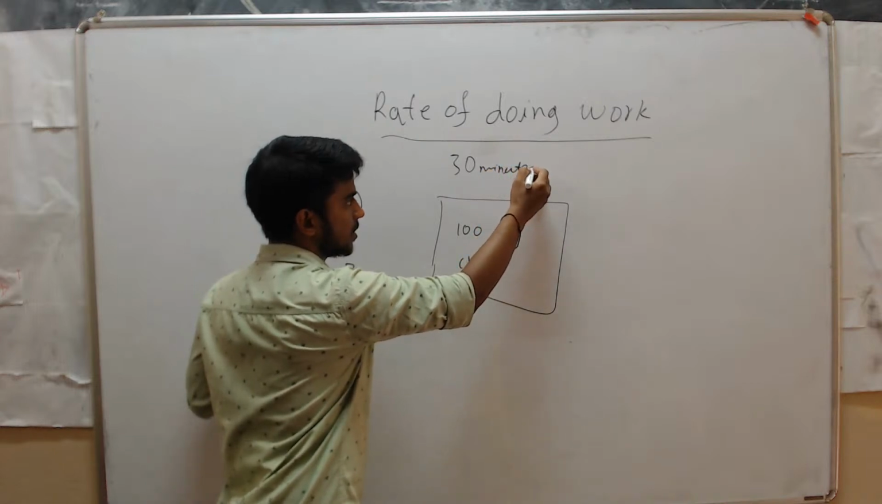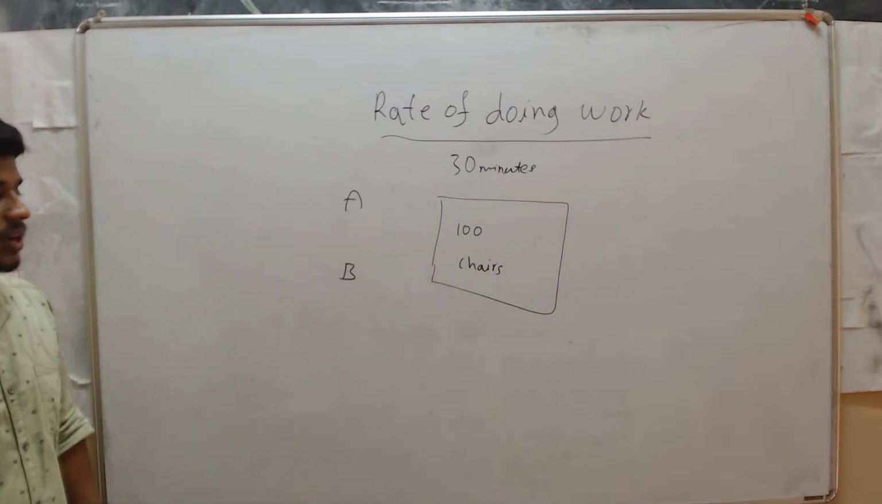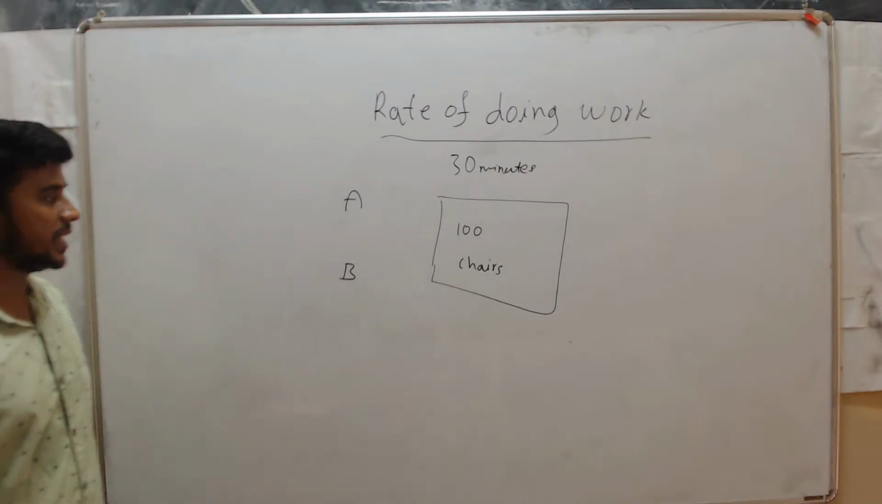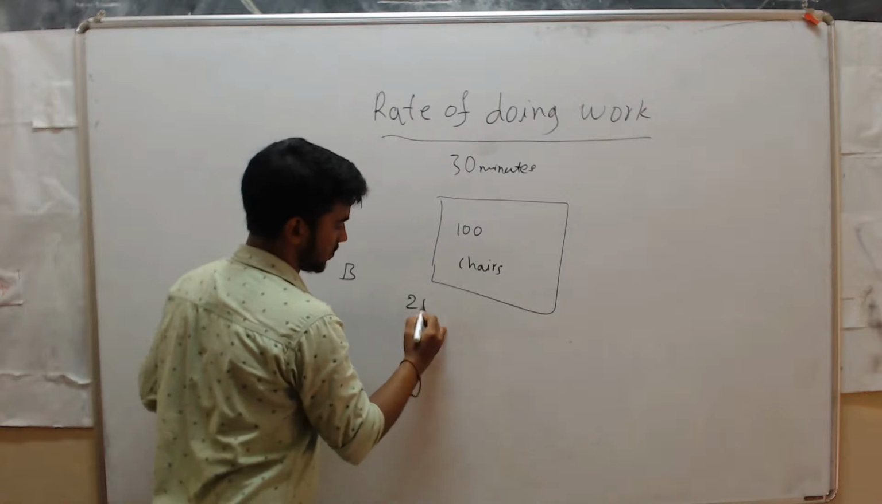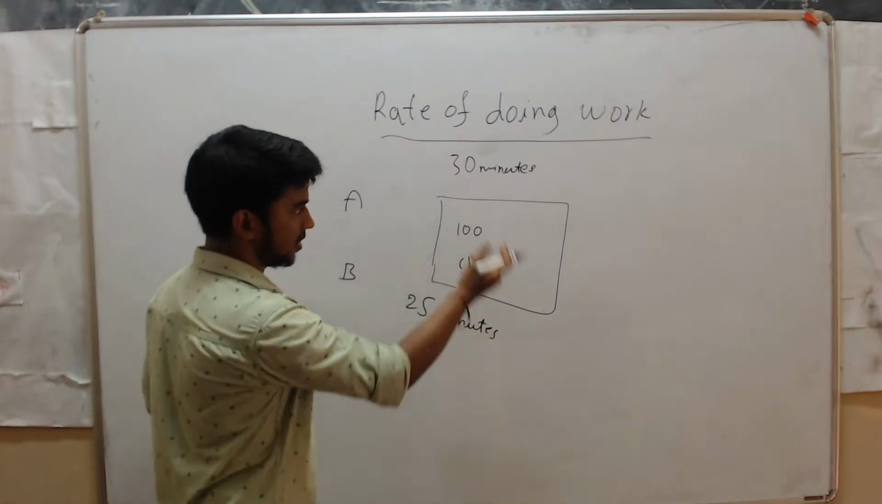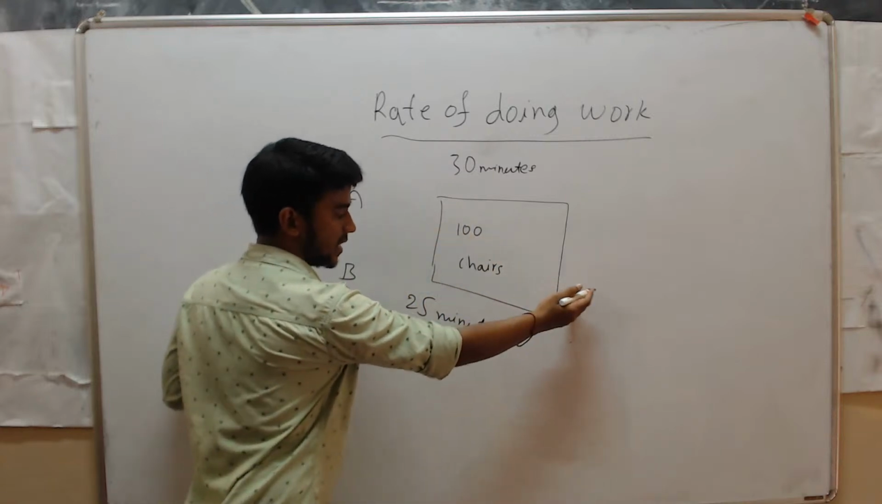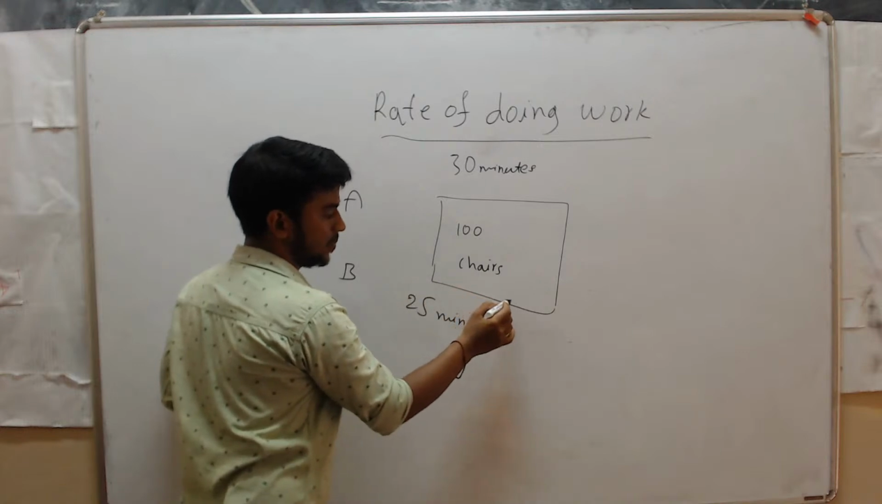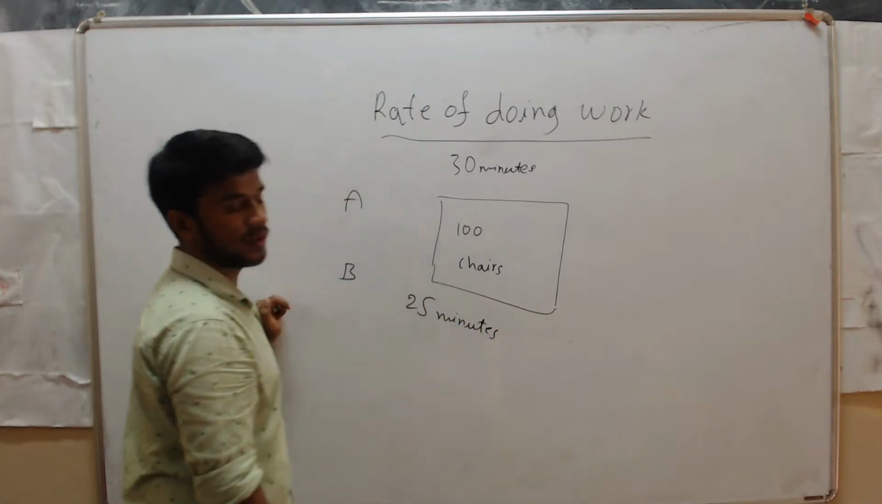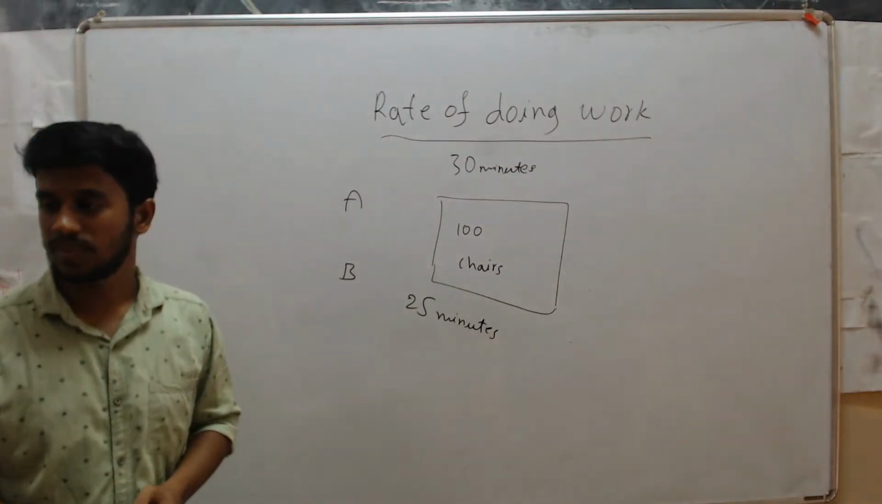Person A takes 30 minutes. And what about person B? Person B takes say 25 minutes. In 30 minutes, person A will keep 100 chairs outside the room, and person B will keep 100 chairs outside the room. Now I will ask, who is the strongest, person A or person B?